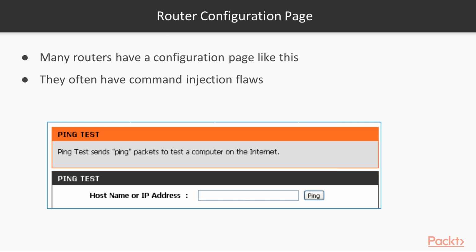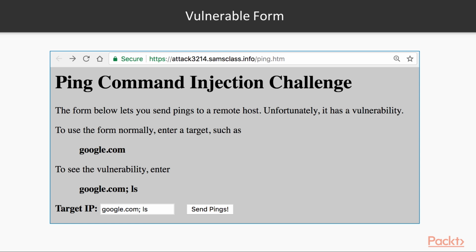Many routers have a configuration page like this where you can test your internet connection by typing in a domain name like google.com and clicking ping. Unfortunately, many of these have command injection flaws. So, I reconstructed this defect in this web page here, so you can practice with it.